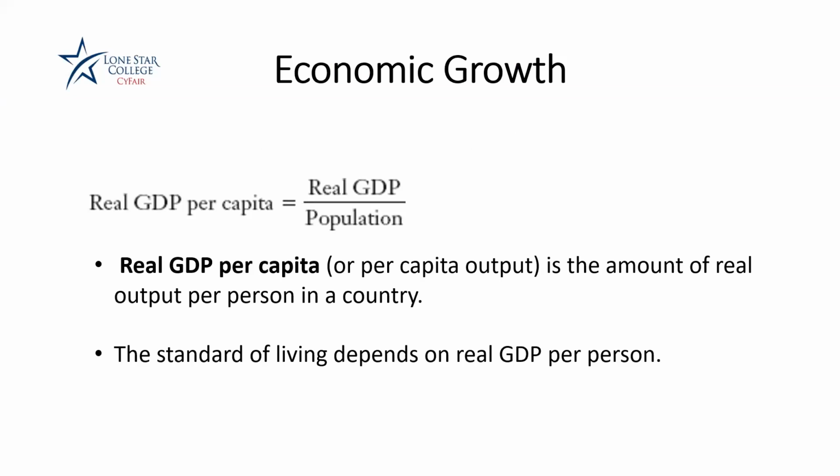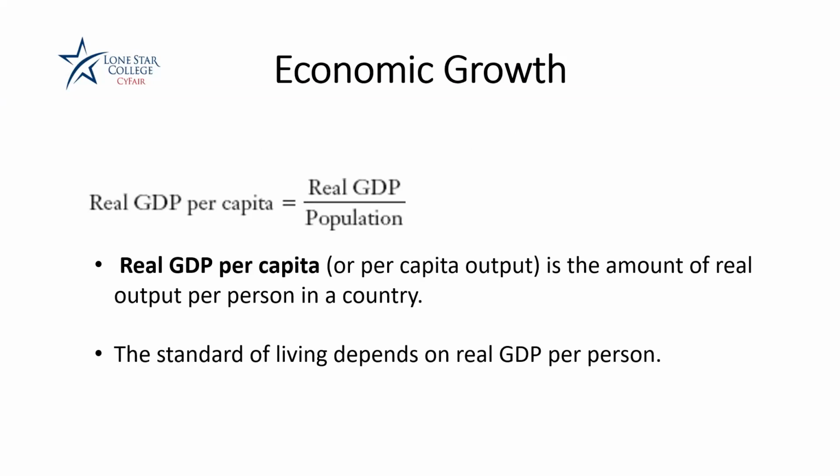So in order to calculate the growth rate of real GDP per capita, the very first step you need to take is to measure your real GDP per capita. And that's easy if you have the real GDP and if you have the population. This is the formula you are going to use. Divide your real GDP by population, you can get the real GDP per capita.